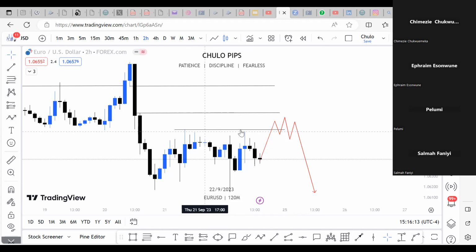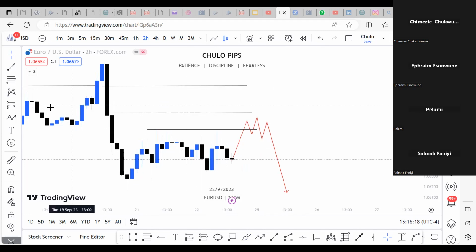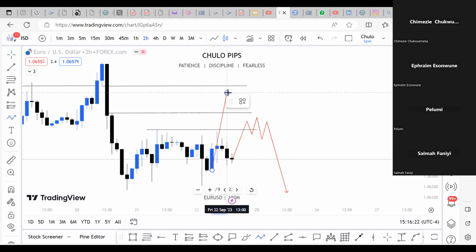I'll just wait patiently for price to tap into this 2 hour fair value gap and give me the same confirmation: high time frame POI and lower time frame liquidity grab plus displacement plus FVG or return to order block, depending on the one you're using. But I prefer to use FVG than order block.